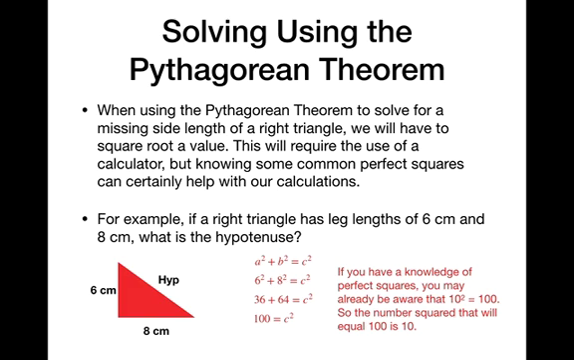So again, when we're using the Pythagorean theorem to solve for a missing side length, we will eventually have to square root a value. So you will need a calculator that has a square root button on it.